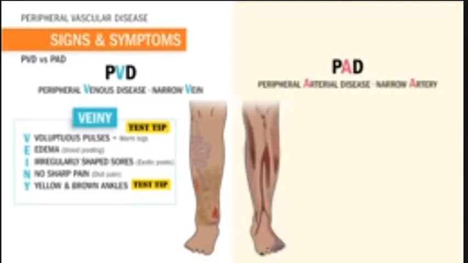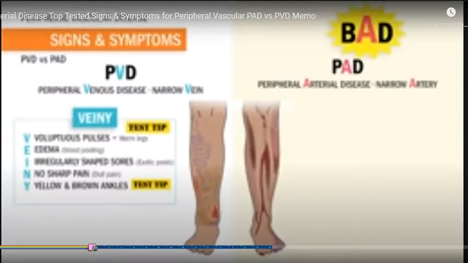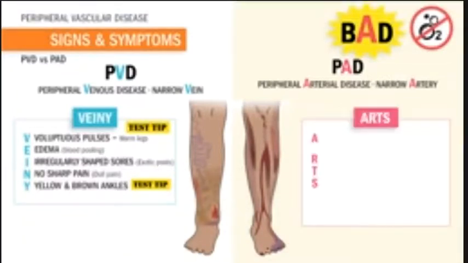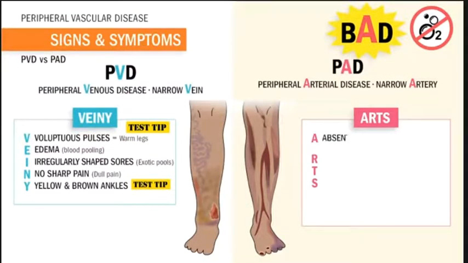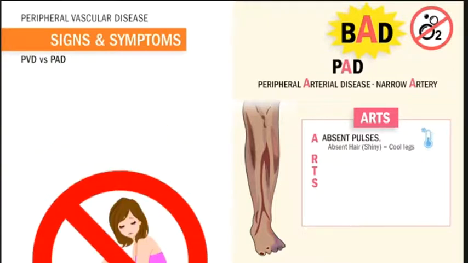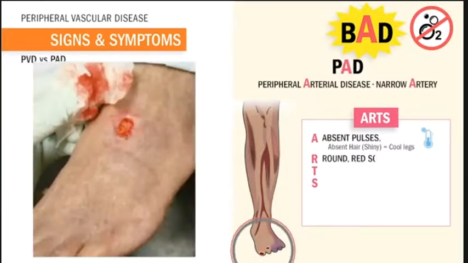Now PAD is even worse, and everyone knows that. So PAD, think BAD because it's bad. Bad because we have low oxygen in the arteries. So use the acronym ARTS for artery. A is for absence of pulse and absence of hair, so we have shiny, cold legs. And imagine that, never having to shave those legs ever again. R is for round, red, smooth sores.